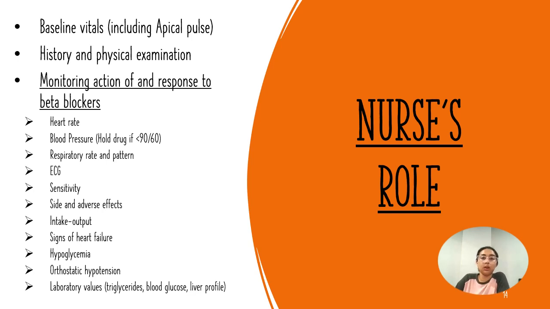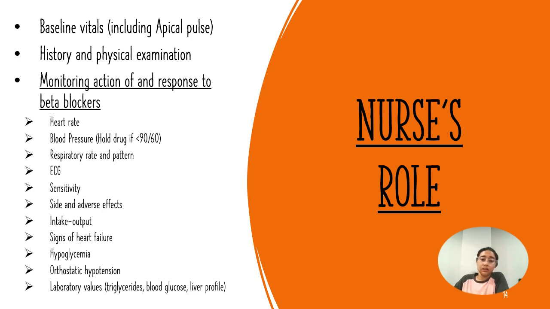Hypoglycemia, because beta blockers have a masking effect for hypoglycemia, and they also reduce the effectiveness of insulin and other oral hypoglycemic drugs. Another effect beta blockers have is that they block gluconeogenesis or glycolysis in the liver, so it can cause hypoglycemia.